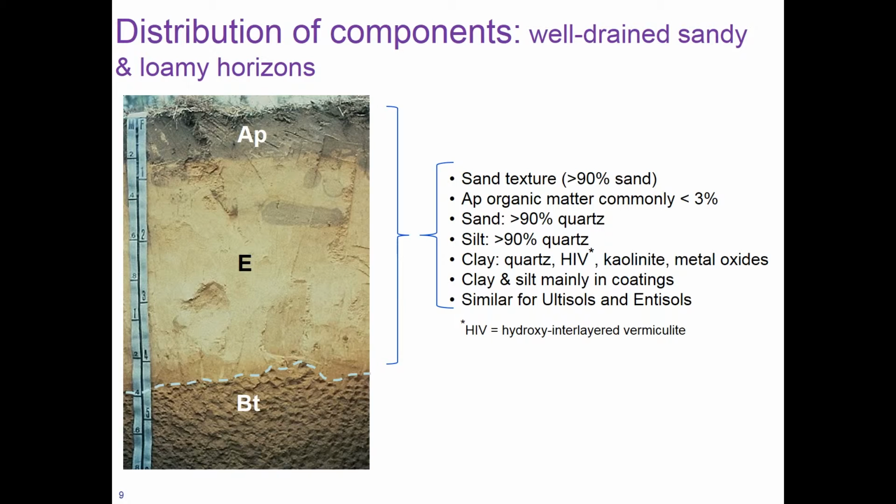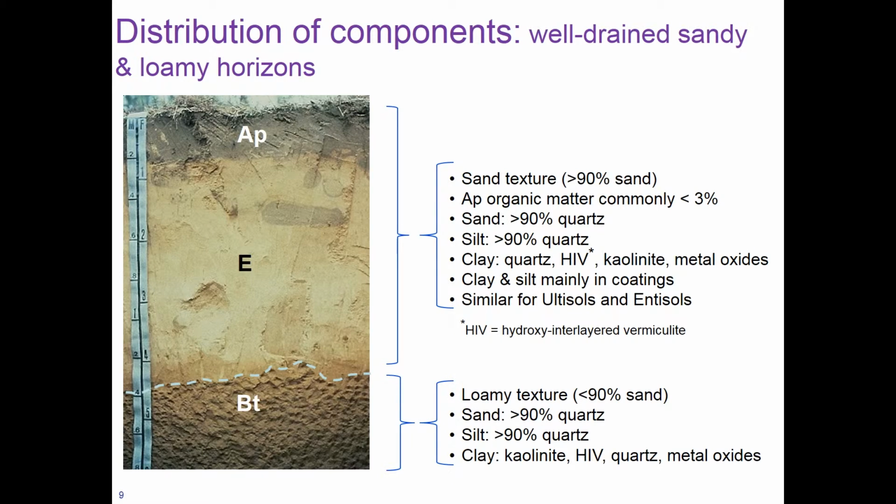The sand is greater than 90% quartz mineralogically. The silt is greater than 90% quartz. And the clay can contain quartz, hydroxy-interlayered vermiculite, kaolinite, and metal oxides, aluminum and iron oxides. The clay and silt in this zone is mainly in the form of coatings, and it's similar for Ultisols and Entisols.